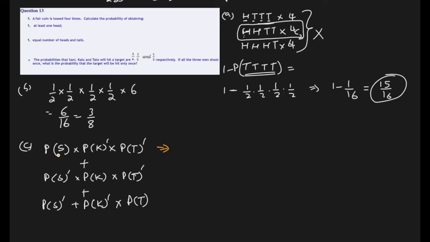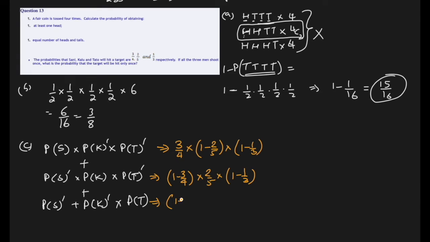What will that be? Probability that Sunny passes is 3/4, right? He succeeds in hitting the target, but Kalu doesn't. 2/5 is his chance, so we'll write 1 minus 2/5, multiplied by Tato, 1 minus 1/3. Similarly, this one, 1 minus 3/4 times 2/5 times 1 minus 1/3, and this one, 1 minus 3/4, 1 minus 2/5 and 1/3.